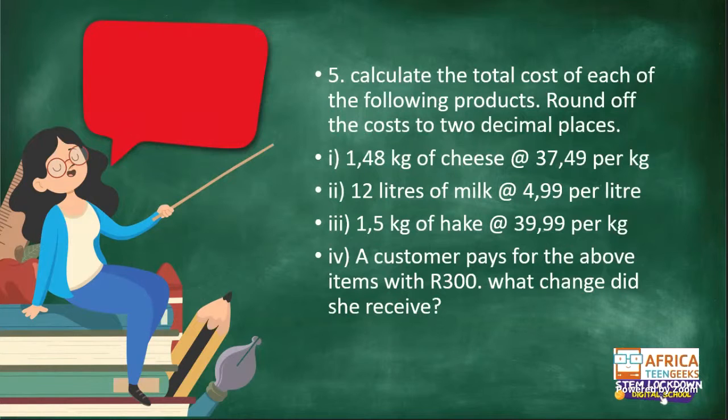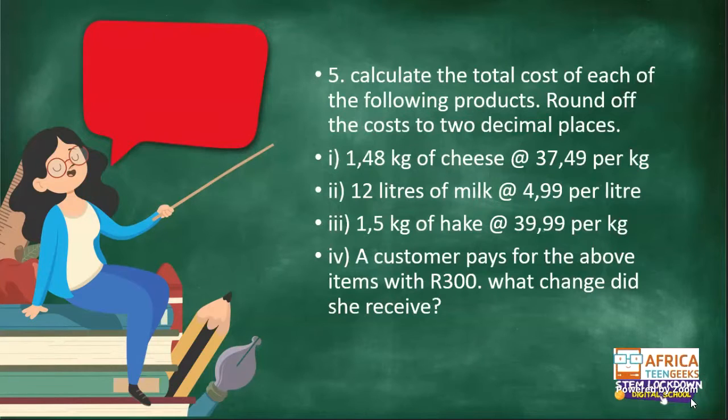So once you have done this, then you can add them together. I'm talking about these three amounts, the amount that you got in Roman figure 1, Roman figure 2, and Roman figure 3. You add them together and they will give you a total, and then you are going to subtract that total from 300 rands. Are you with me?